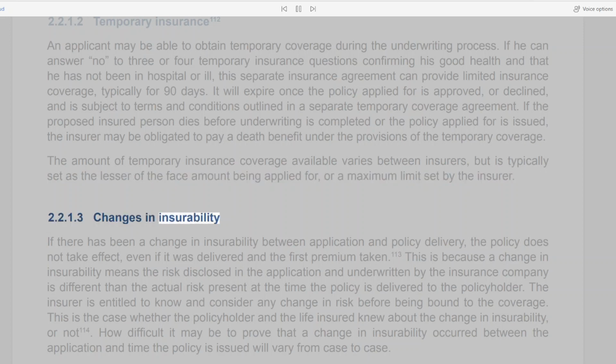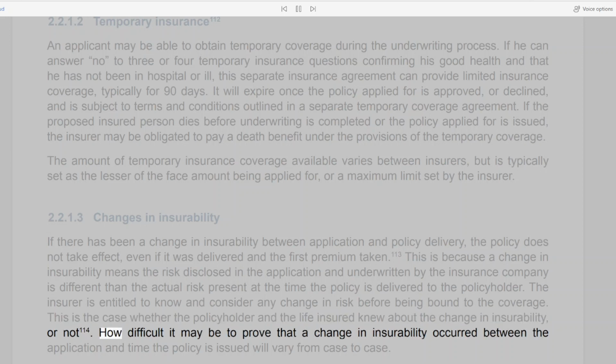2.2.1.3 Changes in insurability. If there has been a change in insurability between application and policy delivery, the policy does not take effect, even if it was delivered, and the first premium taken. This is because a change in insurability means the risk disclosed in the application and underwritten by the insurance company is different than the actual risk present at the time the policy is delivered to the policyholder. The insurer is entitled to know and consider any change in risk before being bound to the coverage. This is the case whether the policyholder and the life insured knew about the change in insurability or not.